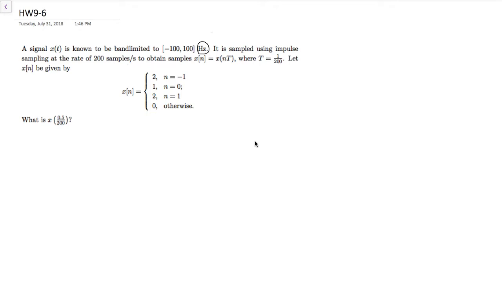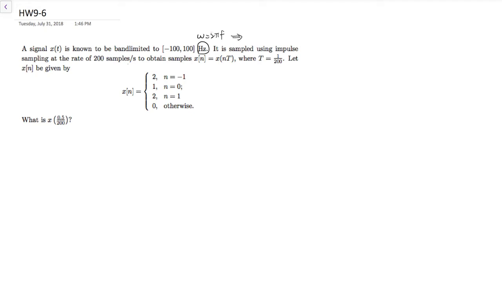I want to take a few minutes to talk about these questions. So first, we want to find the cutoff frequency of our input signal. So notice that here, the question gave us the band limit in the unit of hertz. Recall that omega equals 2 pi f.